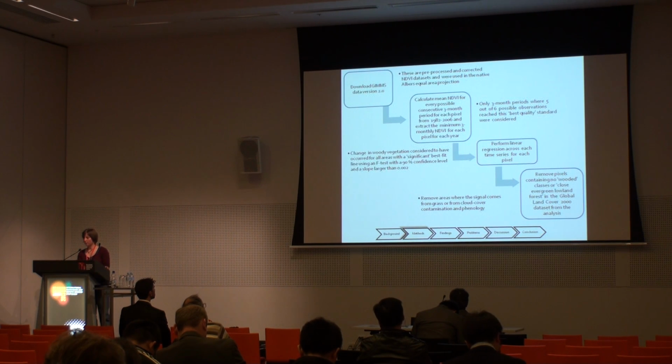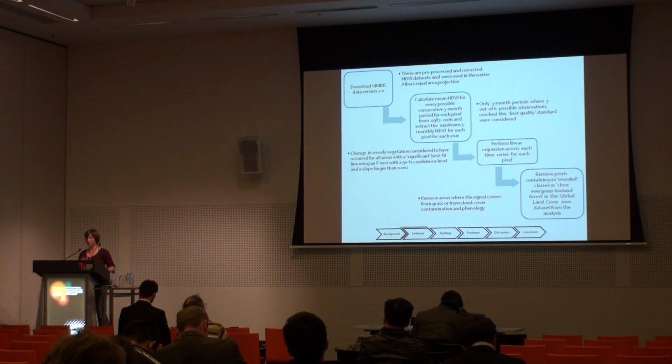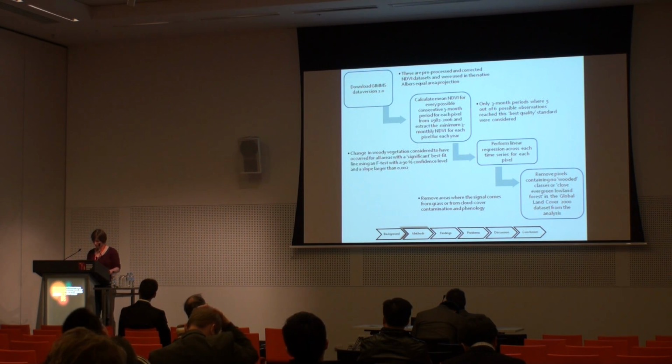The last step was to remove pixels containing no wooded classes or closed evergreen lowland forest, because there could be signals coming from grass or from cloud cover, contamination, and phenology. So we excluded these as well.